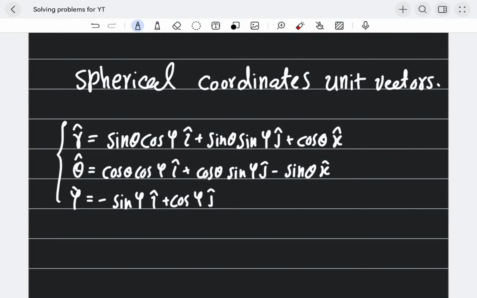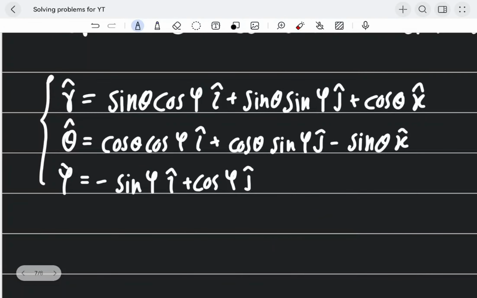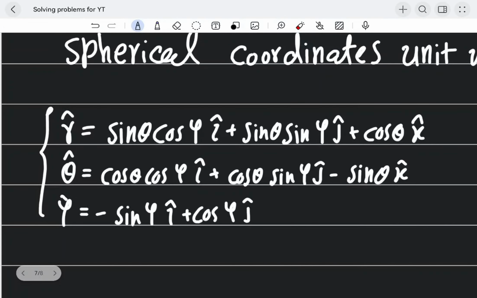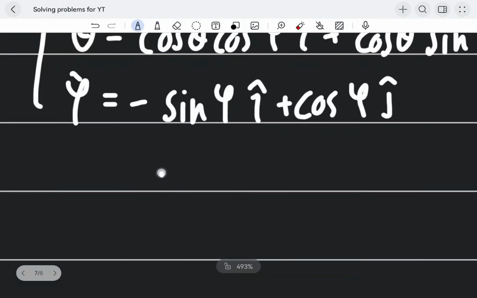So the spherical coordinates are very useful to solve physics problems. So we need to find the velocity unit vector and acceleration unit vector. And these are the unit vectors for the position of spherical coordinates. We are taking our hat and we will differentiate it with respect to t.